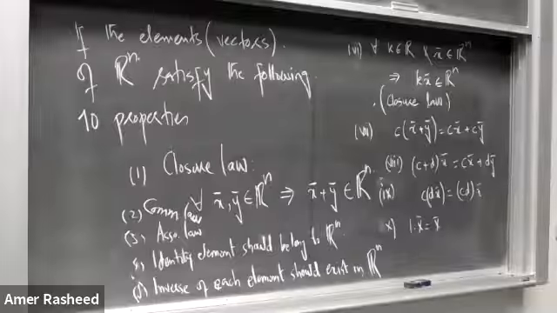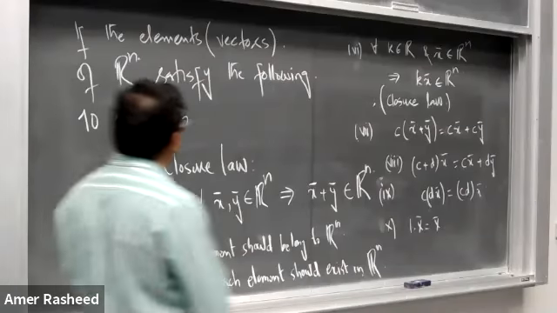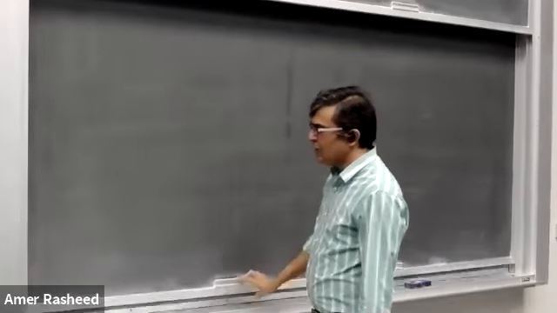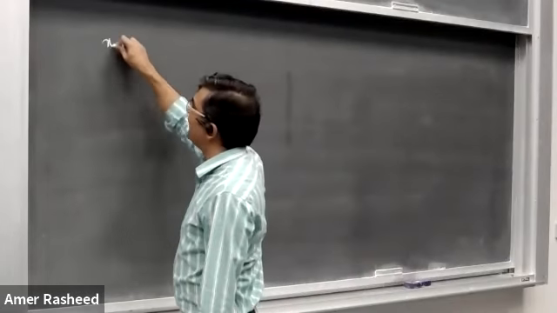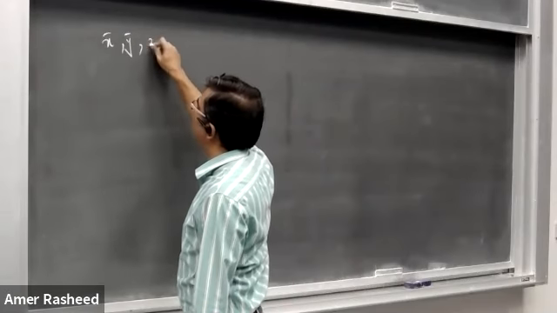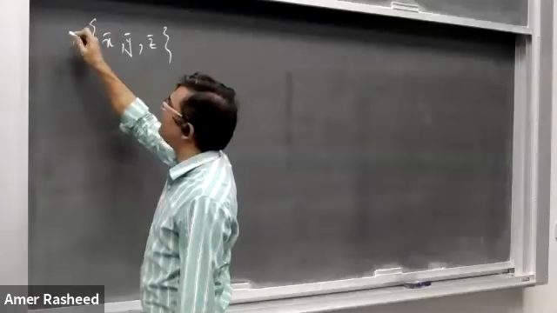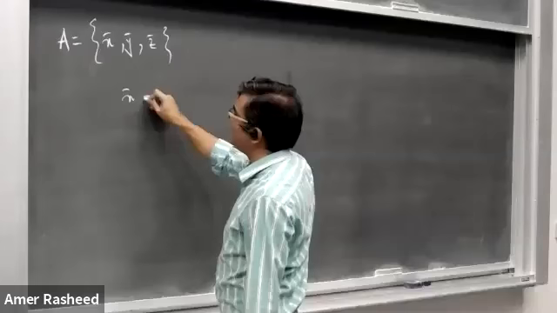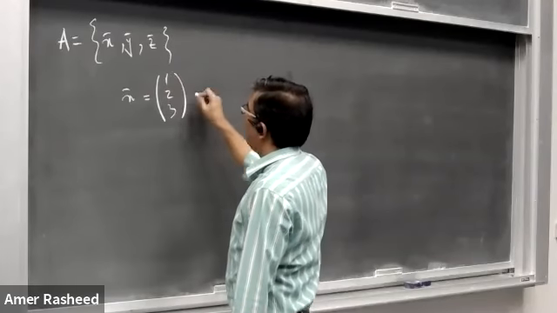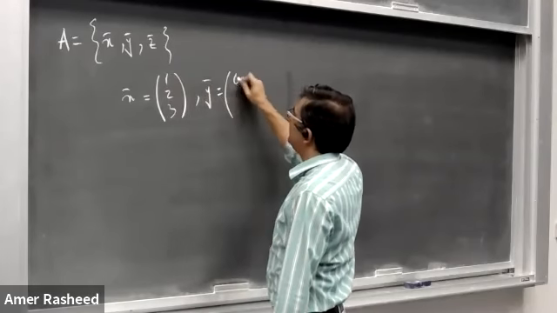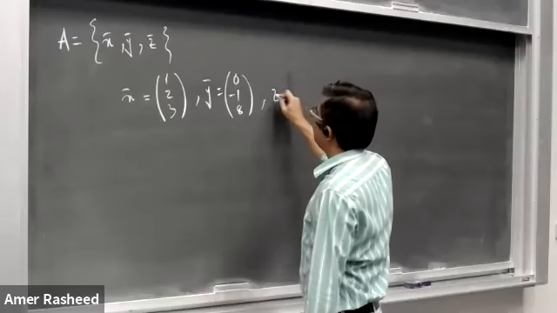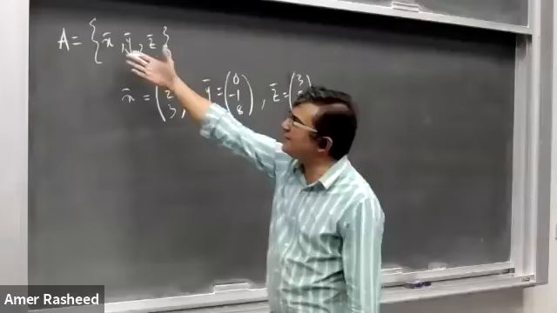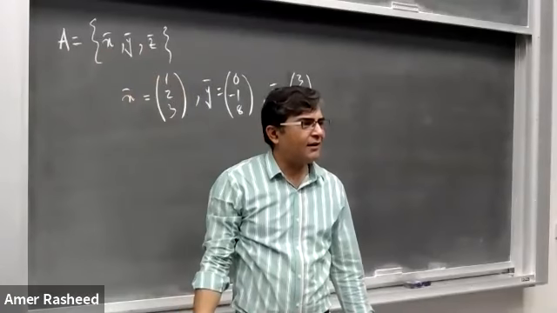Okay, see, for example, we have 3 vectors, maybe x, y, z. This is a set, maybe a set A. The particular vectors: x is equal to (1, 2, 3), y is equal to (0, -1, 8), and z is equal to (3, 5, 9). Can this set A be a vector space?